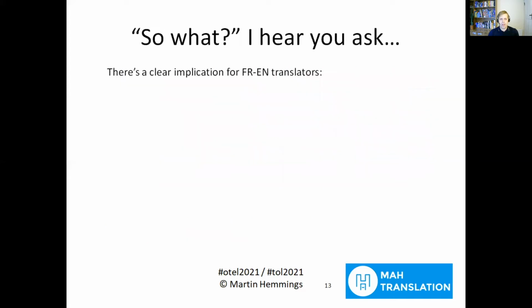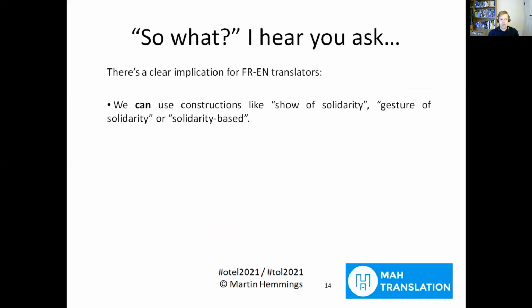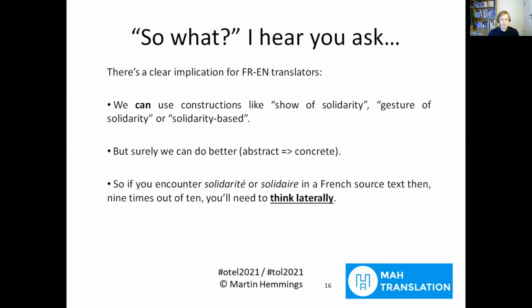So what, I hear you ask? Well, there's a clear implication for us as French to English translators. We can, of course, use constructions like show of solidarity, gesture of solidarity, or solidarity-based to render solidarité or solidaire when we see them in French. But surely we can do better, because we want to move from the abstract to the concrete. So if you encounter solidarité or solidaire in a French source text, then 9 times out of 10 you'll need to think laterally. And your readers will thank you for it.